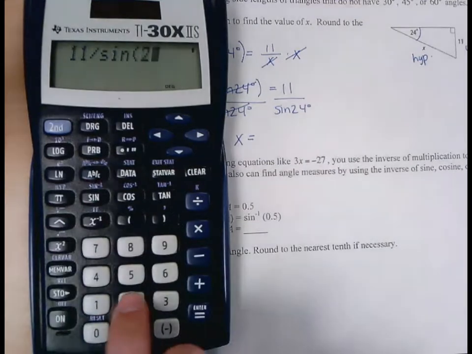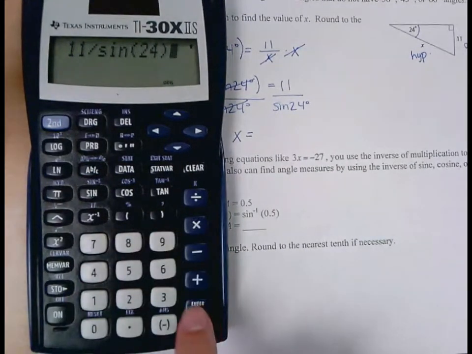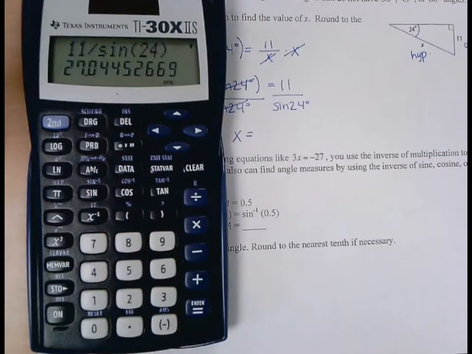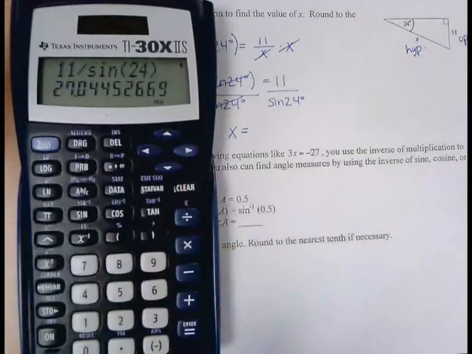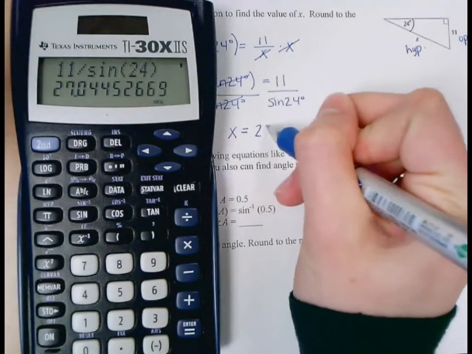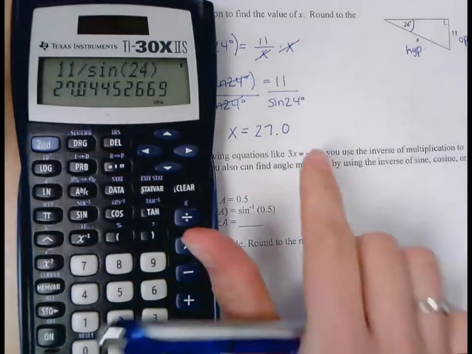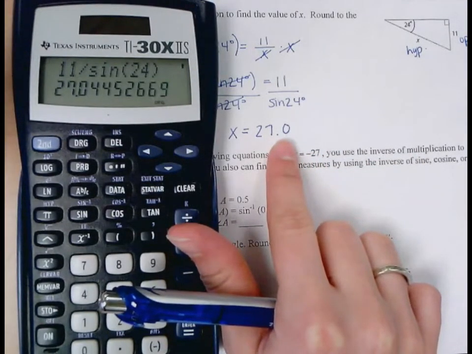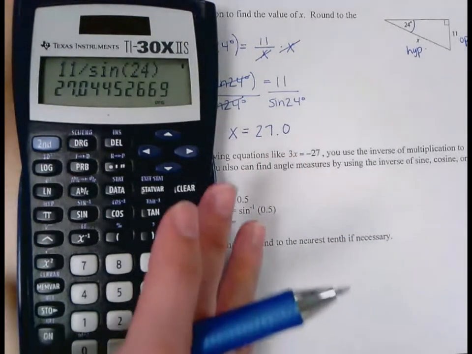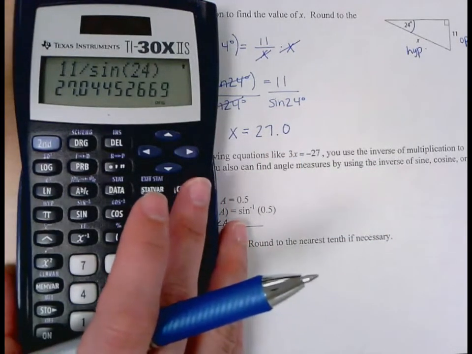So sine of 24, close the parentheses, hit enter. You should get, it did say round to the nearest tenth, so 1 decimal place, so 27.0. And if it says round to the nearest tenth, you should write the 0.0 to show that you have that tenths place. So 27.0 would be the value of x.